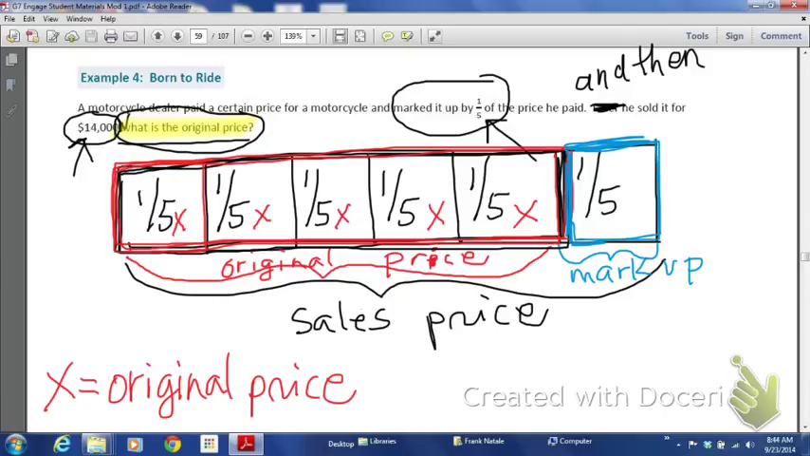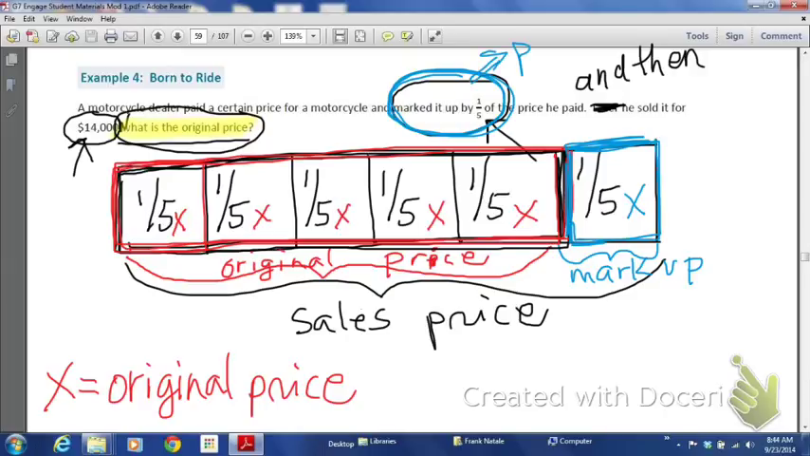That's one whole. But then this 1/5 is also going to be x, because what he did is he marked it up by 1/5. So he took 1/5 of that original price and added it to get the sales price. And the reason they do this is this is their profit.